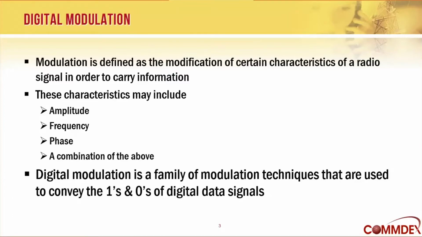Well, we can modify the amplitude. That's called amplitude modulation. We can modulate the frequency. That's called frequency modulation. We can modulate the phase. That's called phase modulation. Or we can combine two or more of the above to have multi-level type modulation. We'll talk about that. But digital modulation is the modulation that specifically deals with techniques to convey the ones and zeros of digital data.